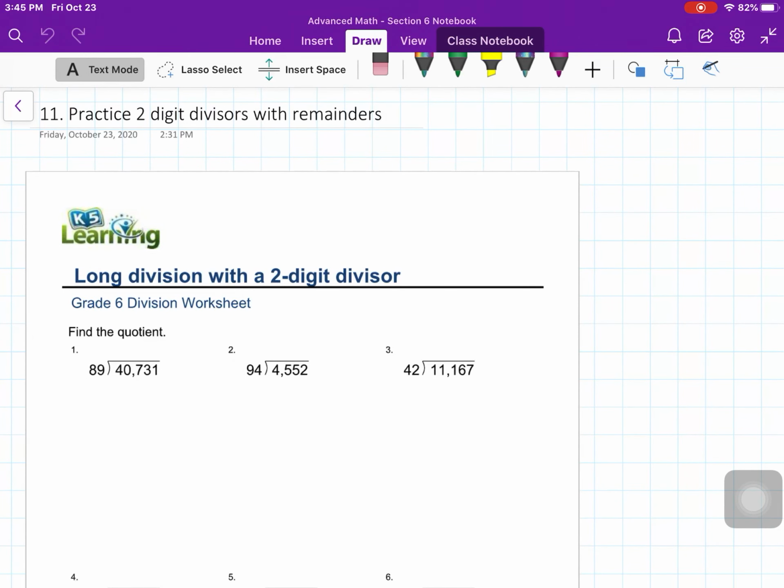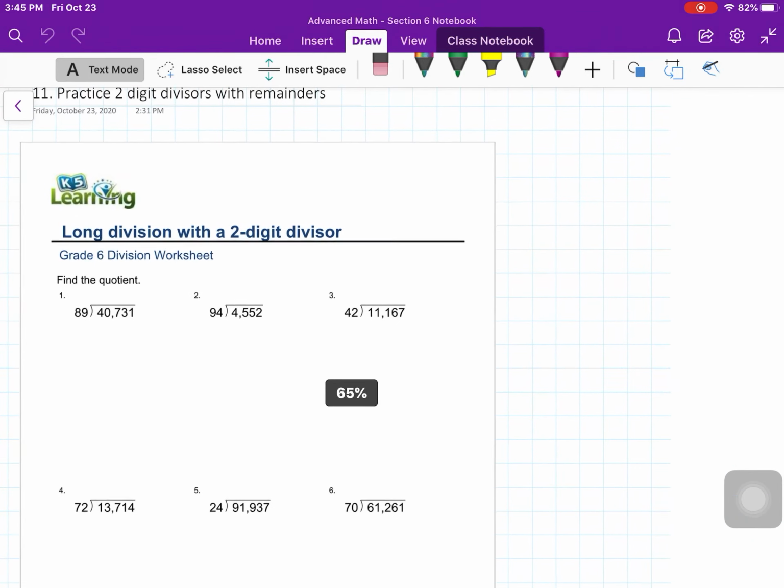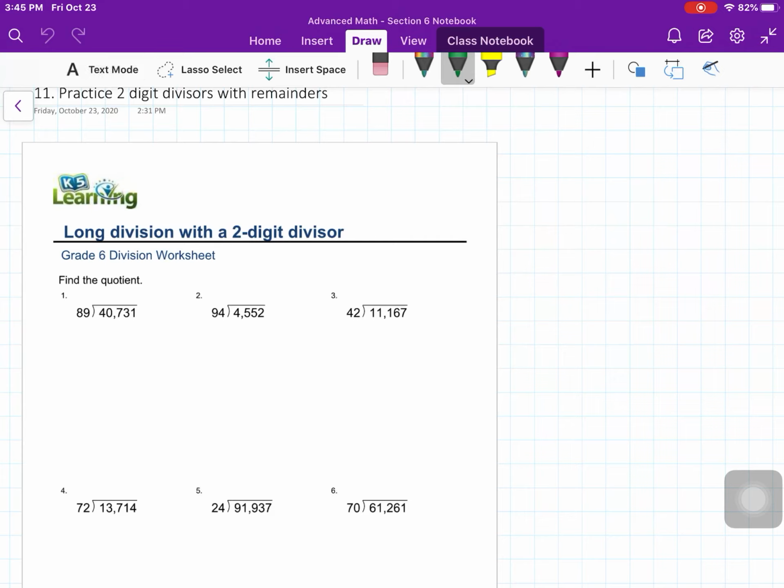Just a little more practice with two-digit divisors, this time with remainders so they won't come out so nice and even. All right, remember I want you to rewrite onto the graph paper. So let's start by doing a couple here together. Let's do that. We've got 89 as the divisor.